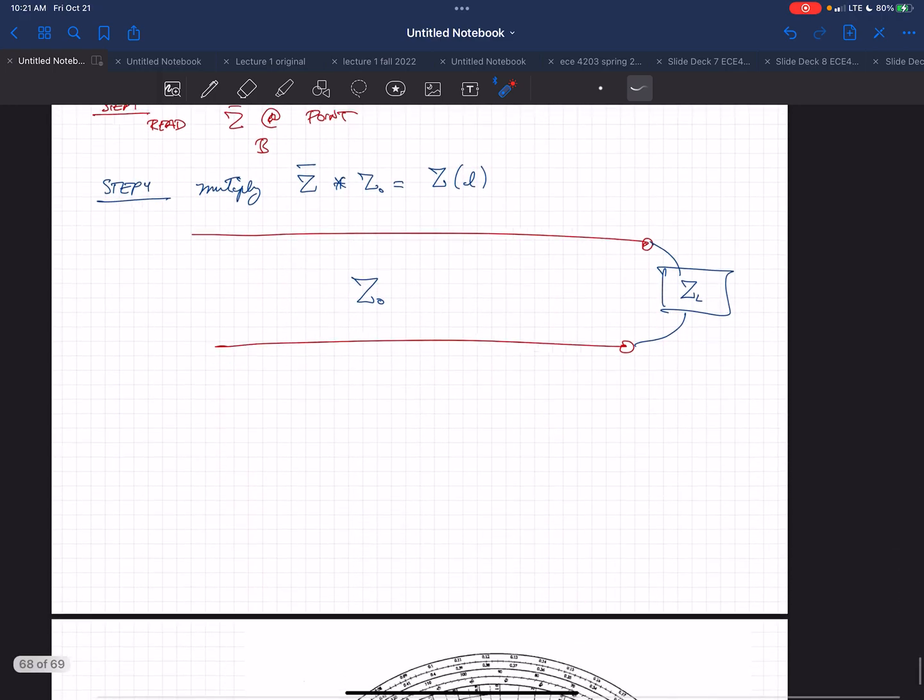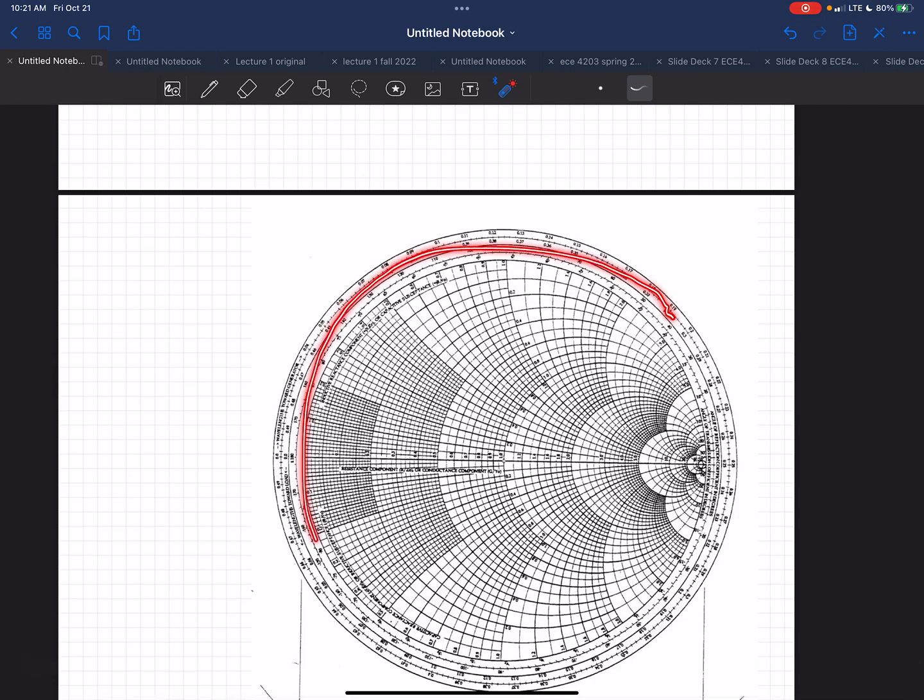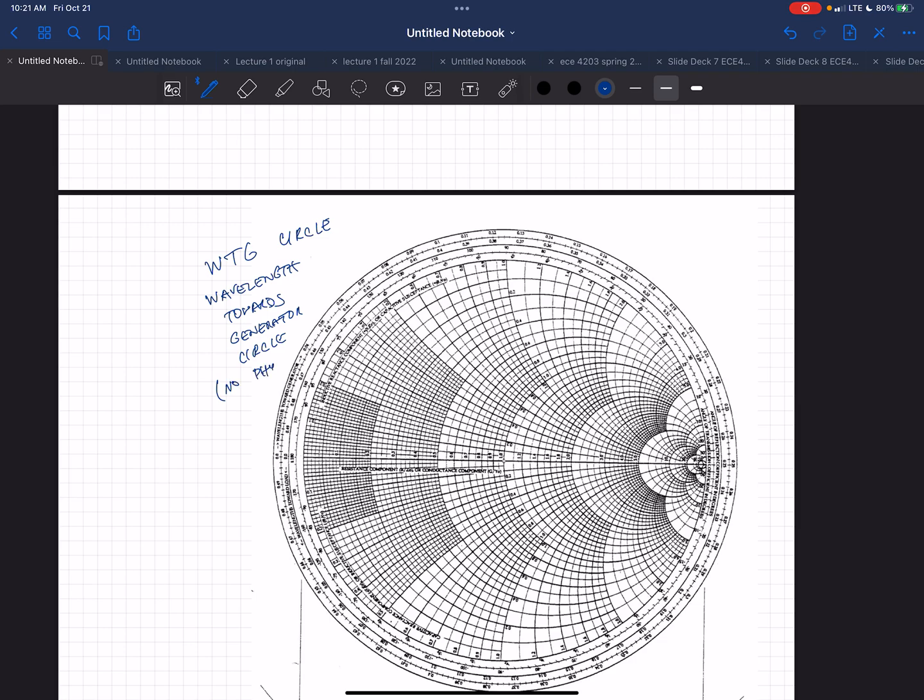Okay? So there's this circle up here, and that is the WTG circle. It stands for wavelength towards generator circle. So there's no physical meaning. It's not like some new thing I'm giving for you guys.